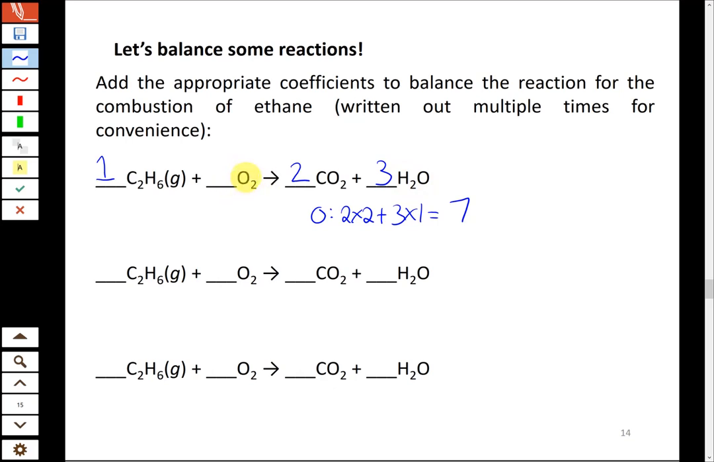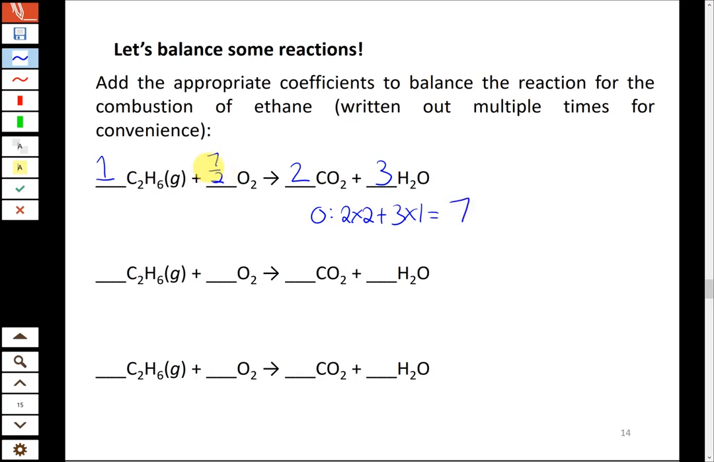How do we do that for O2? How do we make sure that there's 7 oxygens if it's in the form of O2? What coefficient should we use? Sorry? It'll be a fraction, that's right. So we can't do a whole number because that would always give us an even number of oxygen atoms. So if we want 7, we're going to use 7 over 2 or 3.5.